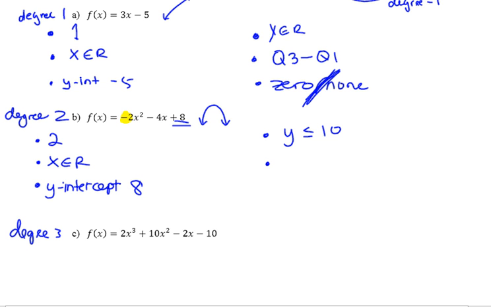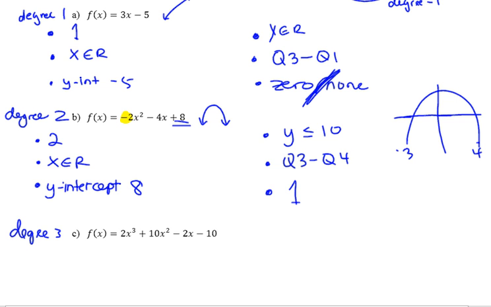Okay, what's our end behavior going to be if it's going like this? From which quadrant to which? We always go left to right, like we're reading a book. So quadrant 3 to quadrant 4. And last, number of possible turning points. One possible turning point. Actually, we'll have one.